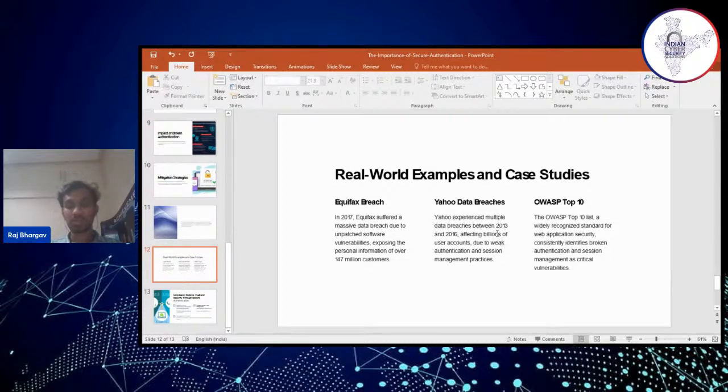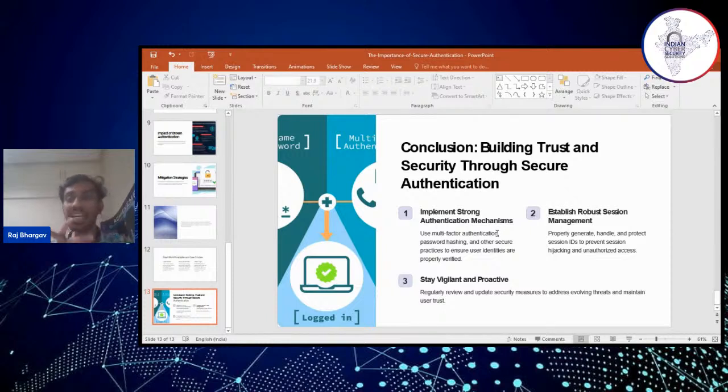Building trust and security through secure authentication: we need to implement secure authentication mechanisms and robust session management, proactively. We should use multi-factor authentication, as I previously mentioned. We should use proper authentication, maintain password hashing and other policies to identify and properly verify the user, whether he is logging in or another person is trying to log into his account.